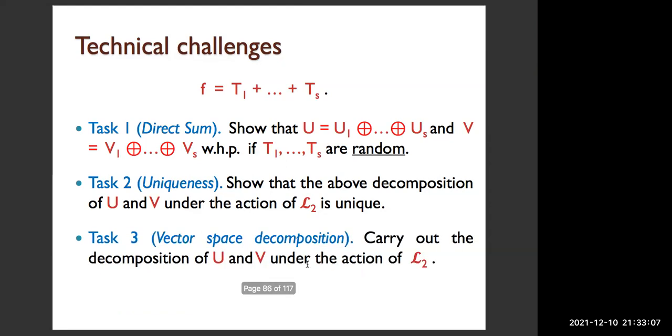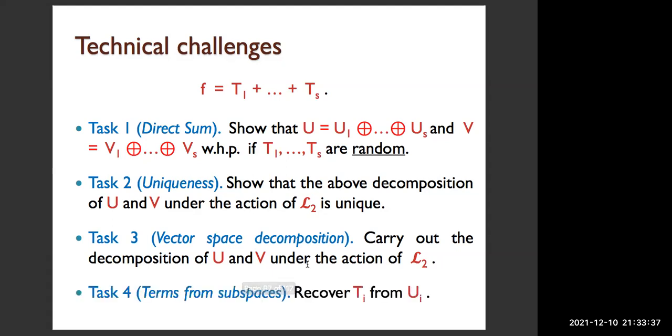The remaining two tasks are relatively easy, I would say. Task 3 is, once you have shown uniqueness, what remains is to decompose U and V under the action of L2. There are standard algorithms known from the 80s or so, and I'll mention in the following few slides that there are standard algorithms known to solve task 3.